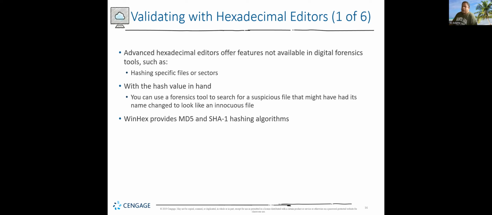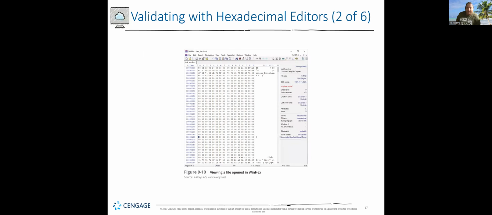Anyways, with the hash value in hand, you can use a forensic tool to search for a suspicious file that might have had its name changed to look like an innocent file. I talked about that. So WinHex provides MD5 and SHA-1 hashing algorithms. WinHex is pretty powerful. This is what opening a file in WinHex looks like.